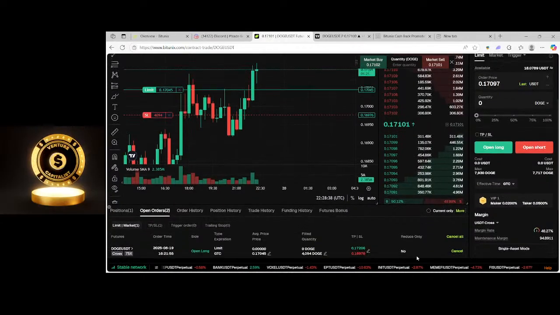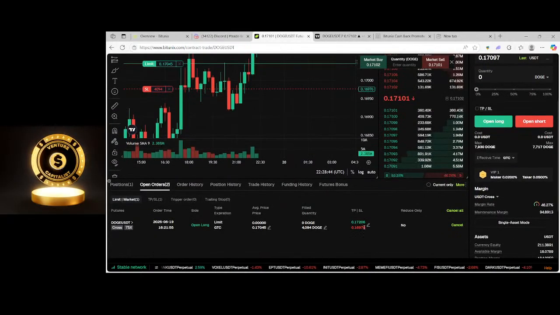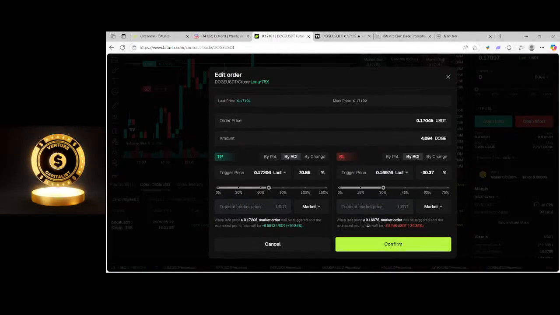So what's your entry price for Doge? Entry price 17. Okay. And then for me, let me hit edit. So right now I have a 17-cent entry. I have 70.85% profit TP, and my stop loss is at 30.37. Yes.